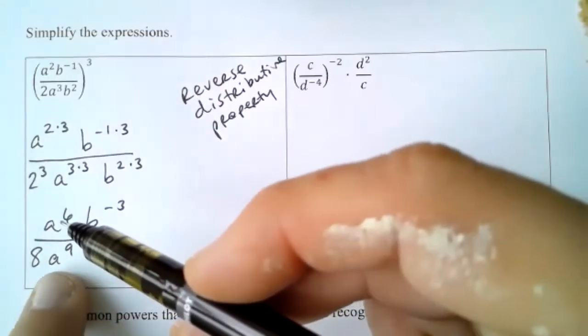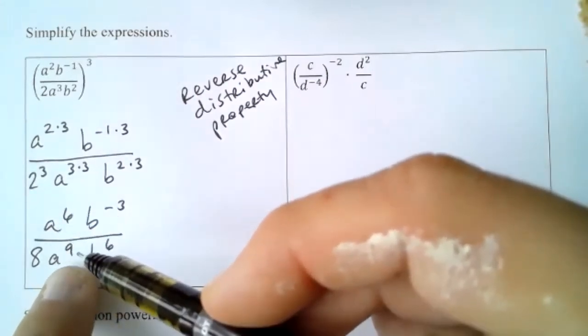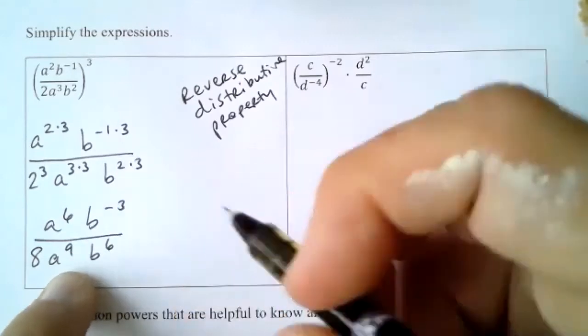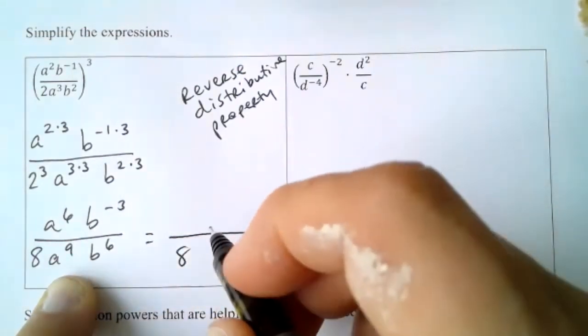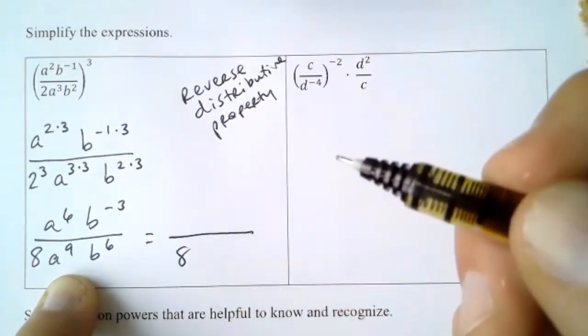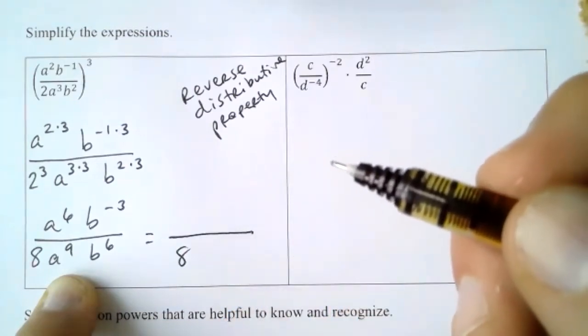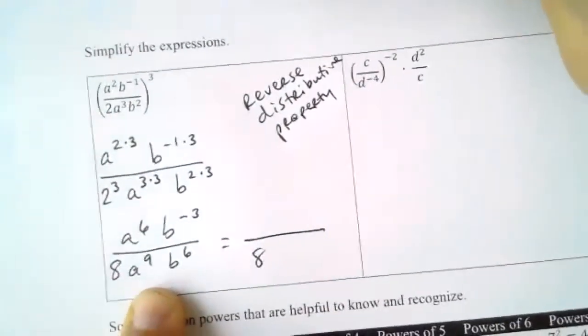But in this case right here, we've got a to the 6th over a to the 9th. And I'm going to look at that by itself. So I'm going to go ahead and write the 8. I don't have to do anything with that. Now I really need an area for scratch work.